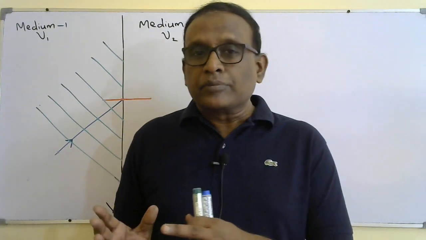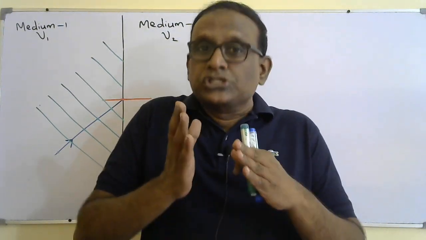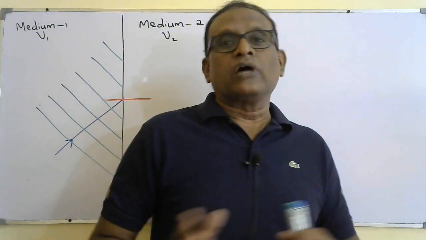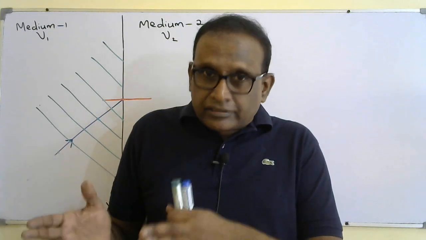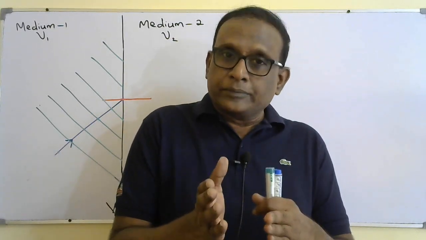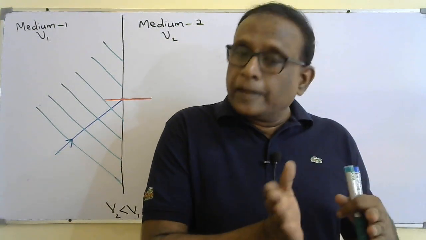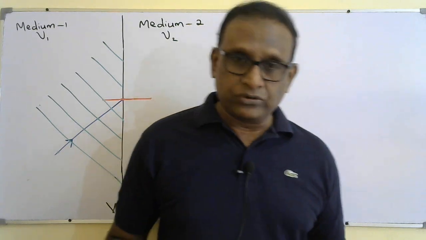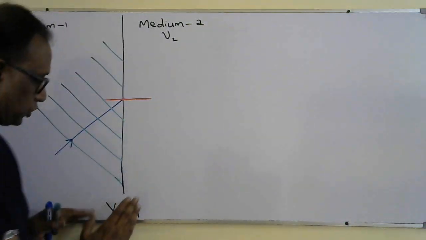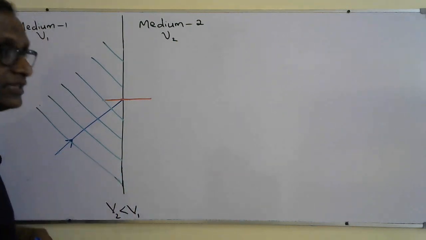That means the number of wavefronts approaching the boundary per second should be the same as the number of wavefronts leaving the boundary per second, because the number of wavefronts per second indicates the frequency. So here I took the speed of the wave in the second medium as lower than the speed of the wave in the first medium.